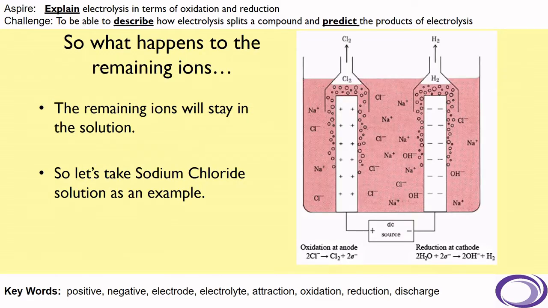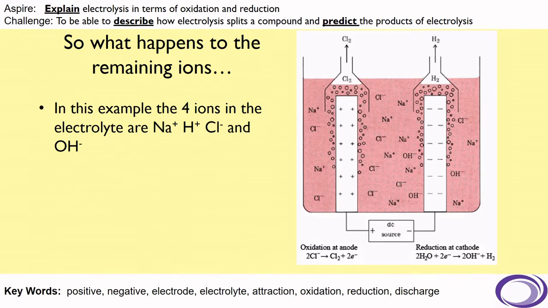So what happens to the remaining ions? Well, the remaining ions will actually stay in the solution. So let's take sodium chloride as an example. And as you can see on the diagram on the screen, we've got sodium and chloride ions, we've got hydroxide ions, and we've got hydrogen ions.